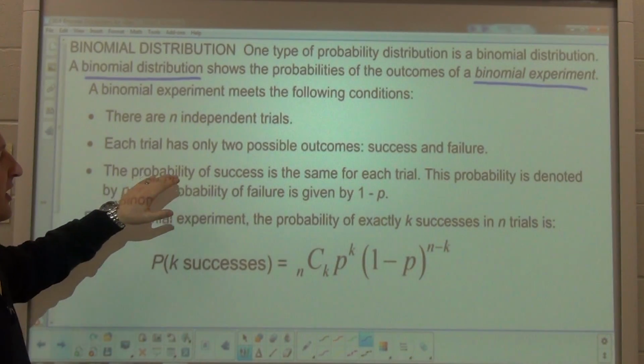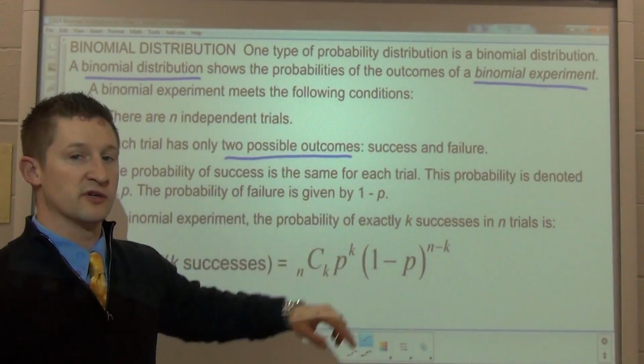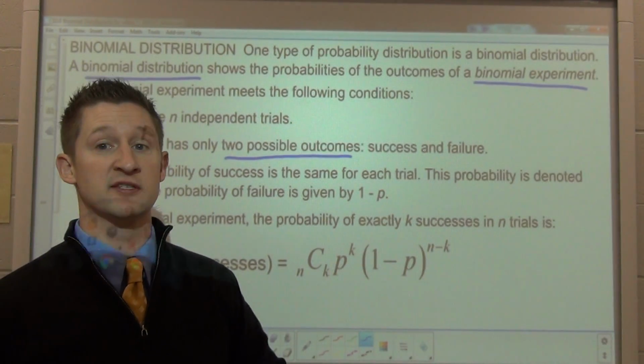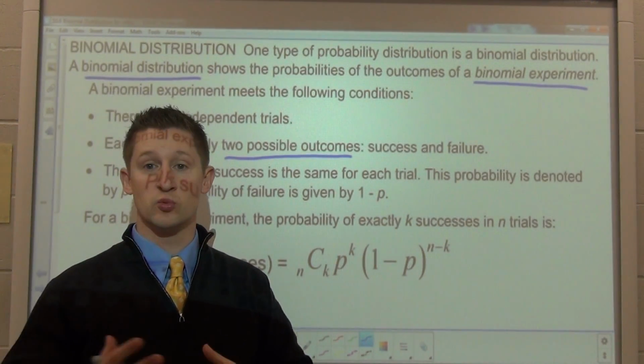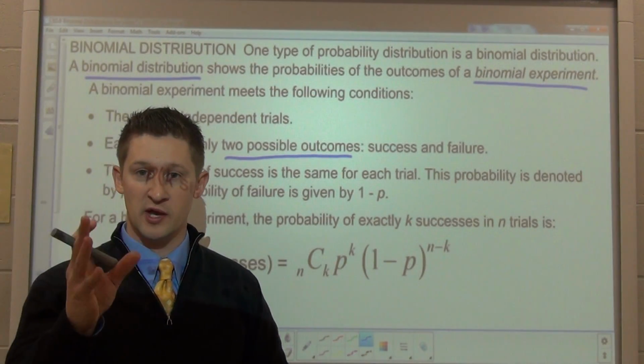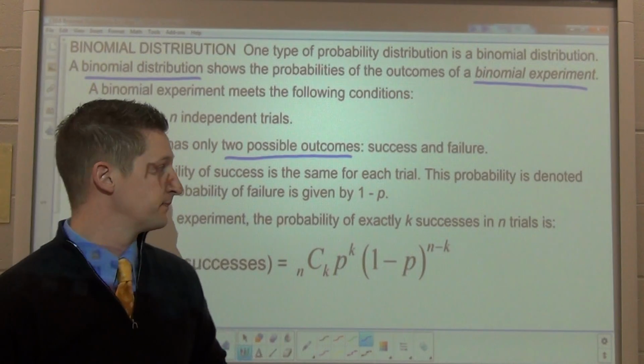The next, each trial has only 2 possible outcomes. There's either success or there's failure. With the flipping of the coin, it's an easy one because it's either heads or tails. It's one or the other. There's not a 3rd or 4th option. There's just 2 options. You either get what you want or you don't, period.